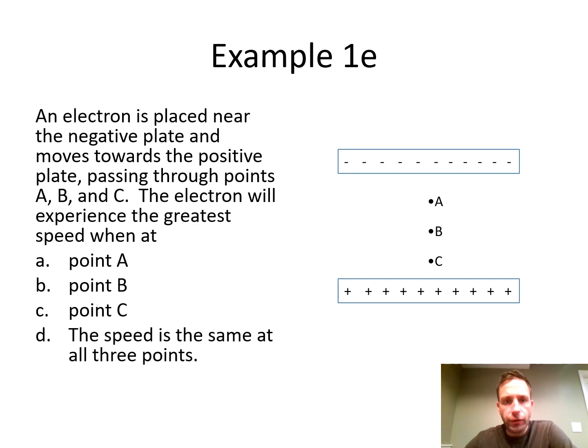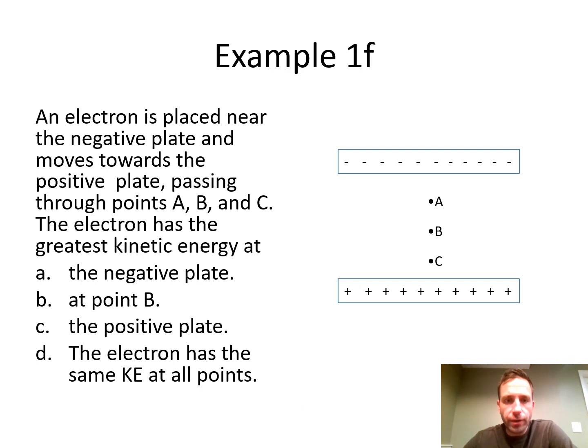An electron is placed near the negative plate and moves towards the positive plate, passing through points A, B, and C. The electron will experience the greatest speed when at. For this one, we just said that it was accelerating the entire time from the negative plate to the positive plate. So it's getting faster and faster as it travels towards the positive plate, and so the correct answer is choice C.